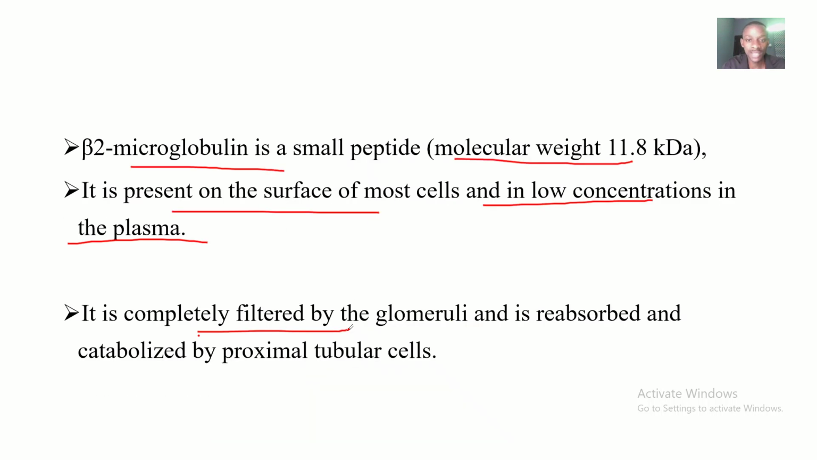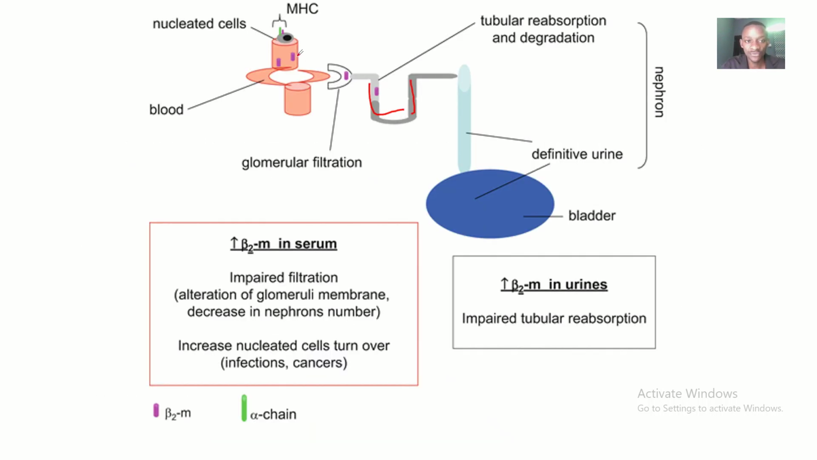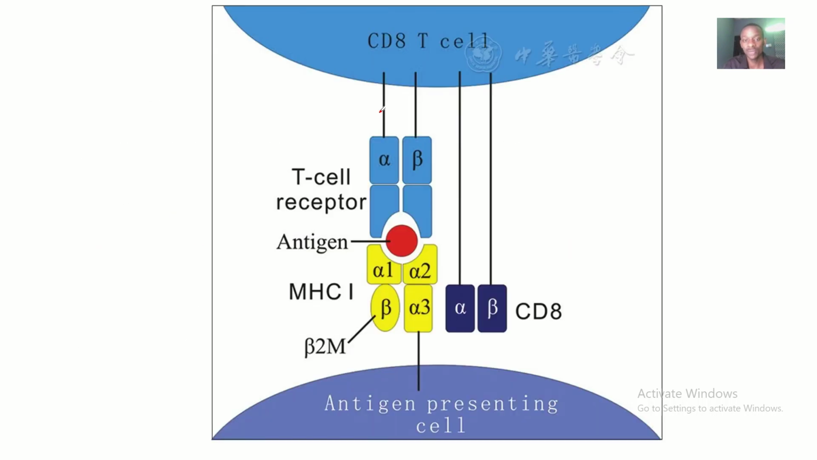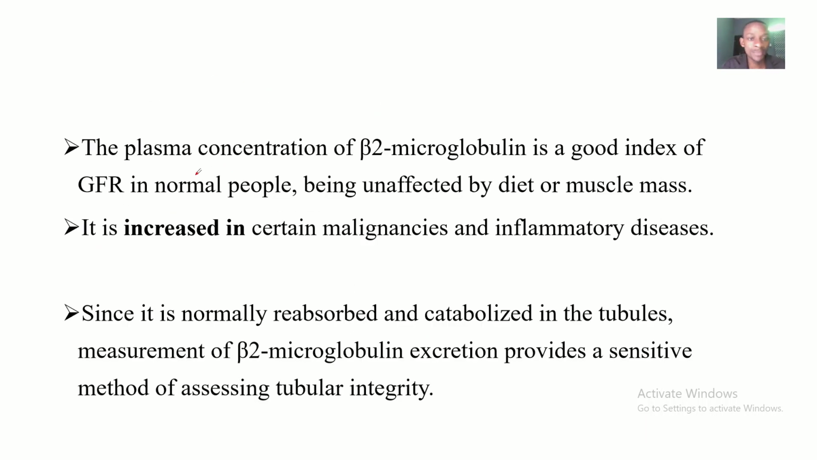So looking at this, this type of protein should be filtered by the glomeruli and should be reabsorbed in the proximal convoluted tubule. The plasma concentration of beta-2 microglobulin is a good index of glomerular filtration rate in normal people. Do you understand? And it is unaffected by diet or muscle mass. Plasma beta-2 microglobulin is increased in certain malignancies and inflammatory diseases.